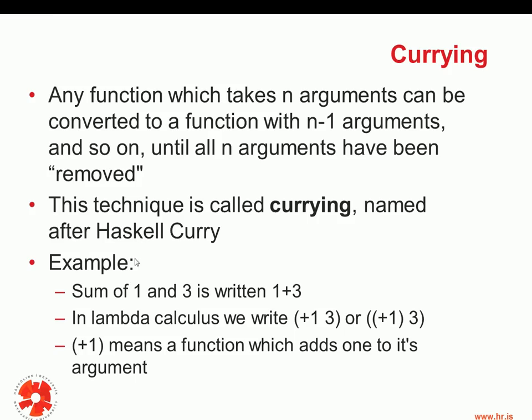So let's take an example here to try to see the intuition behind this. If we have the sum of 1 and 3, we can write it as 1 plus 3. In lambda calculus, we would write it as plus 1, 3, or if we would try to derive this string plus 1, 3, we would end up with parenthesis open, parenthesis plus 1, parenthesis closes, 3, and then finally the last one closes.